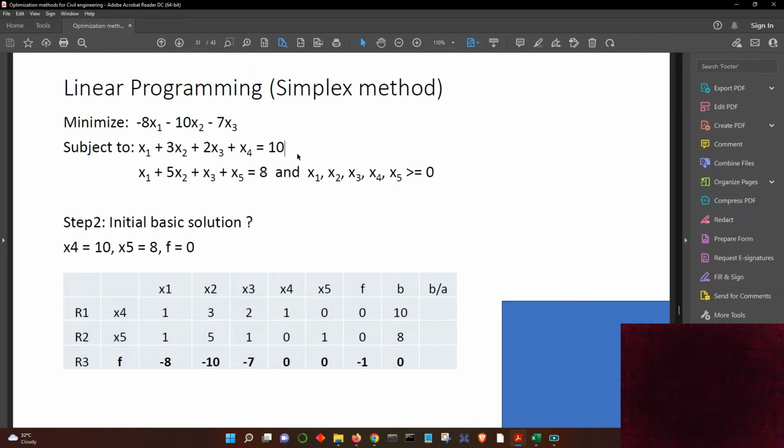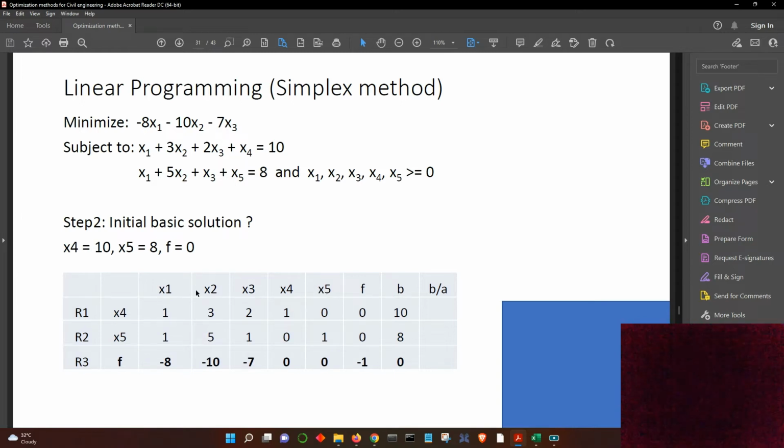Yeah, so this is our first equation. Let's see whether we can express the first equation using this particular row. We have x1 plus 3x2 plus 2x3 plus x4 plus 0x5 plus 0f is equal to b. The column of b is actually the right hand side, and all the other columns, x1, x2, x3, x4, x5 and f, are the left hand side.